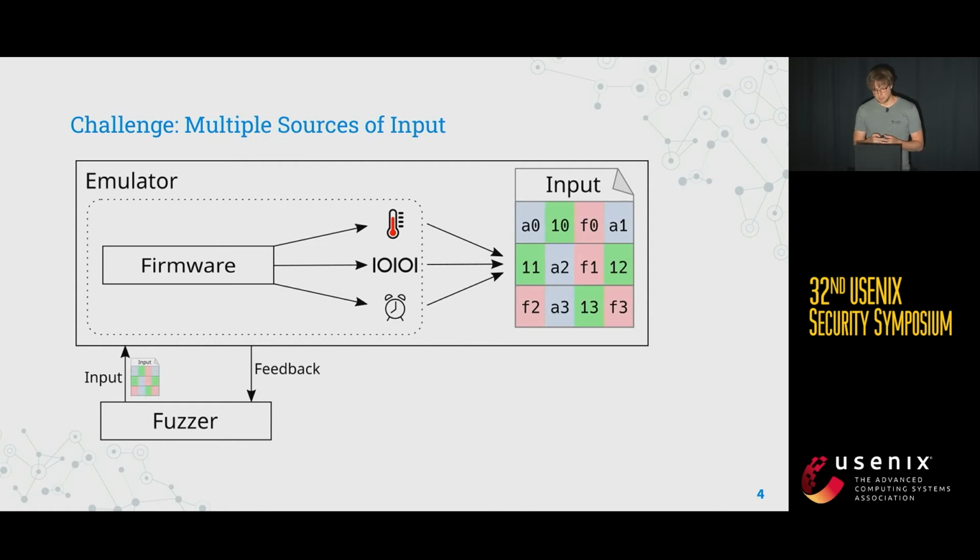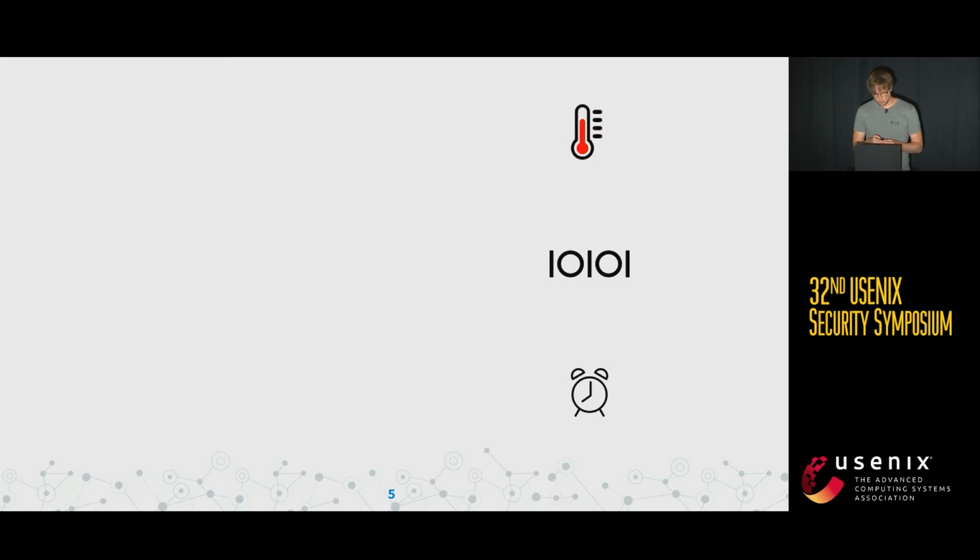If we look at this behind the scenes, each of these bytes might be interpreted in a different context. The very first byte might be interpreted as a temperature, and the other ones as a serial interface input, and so on. And this is something that the fuzzer doesn't have any view into. All the fuzzer sees is a binary input, which is then interpreted one byte at a time. And this will lead to some issues down the line.